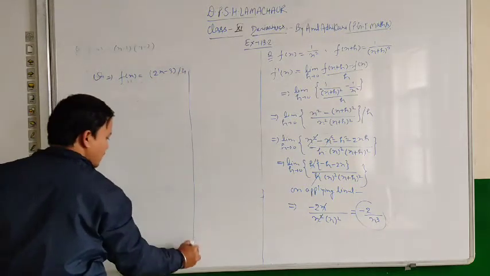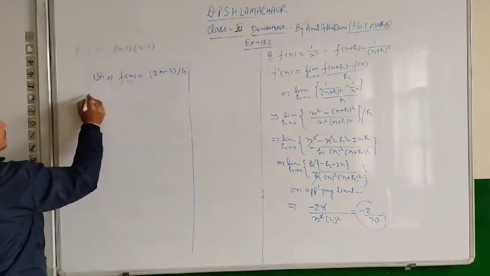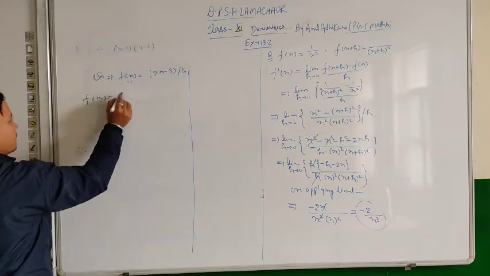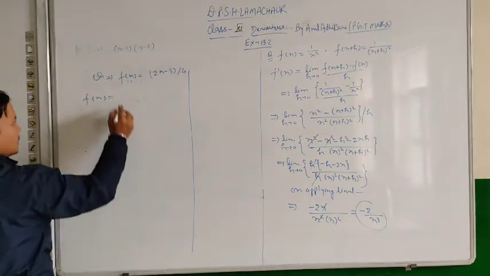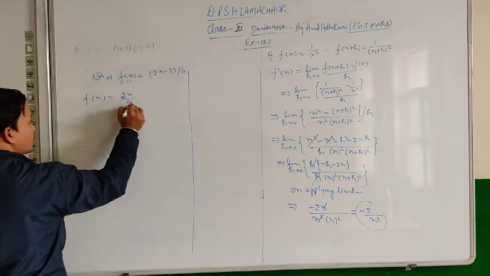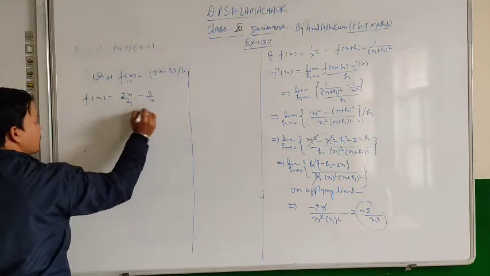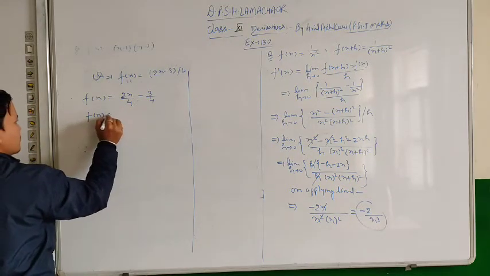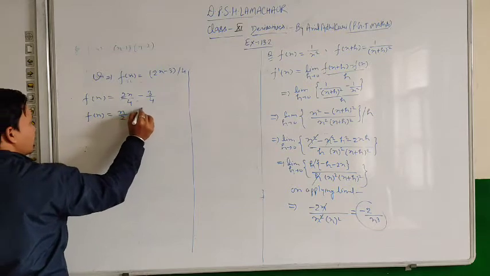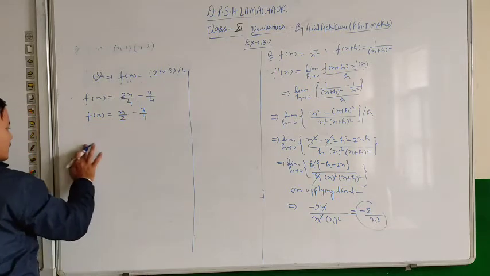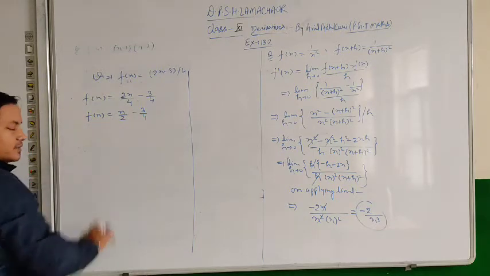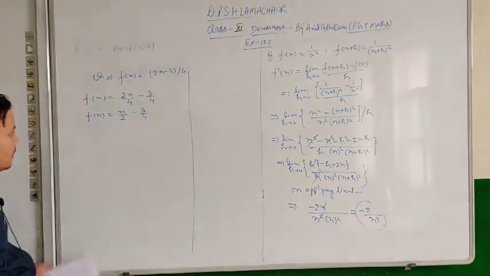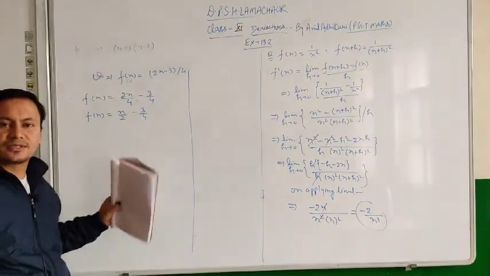Okay, a function is given. So first we will write this function in a proper manner. So 2x upon 4 minus 3 upon 4. Okay, it means f(x) is equal to x upon 2 minus 3 upon 4. Now we have to find out the derivative of this function. So we will use the formula method to solve this function.